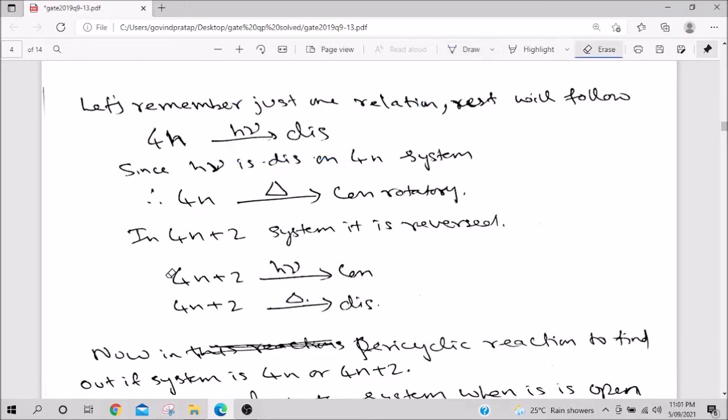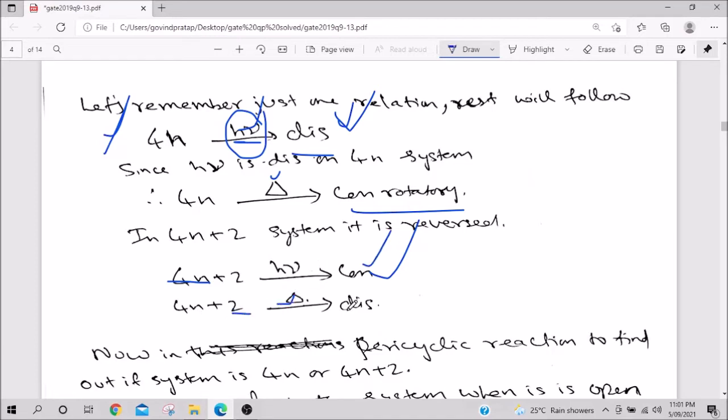Okay, so imagine 4n hν is dis. In photochemical conditions it rotates disrotatory, so under thermal condition it will be the opposite, it will be conrotatory. So you need not mug this, you have to just mug one of them, you will be able to solve the others. Now 4n plus 2: because 4n hν is dis, 4n plus 2 hν will be con. So of course 4n plus 2 thermal will be dis.